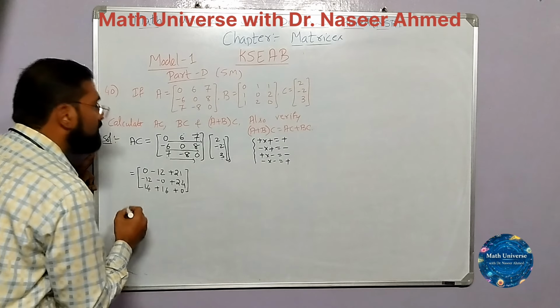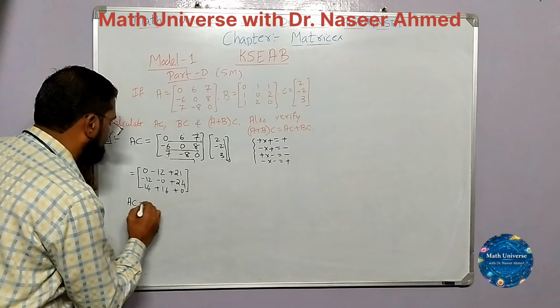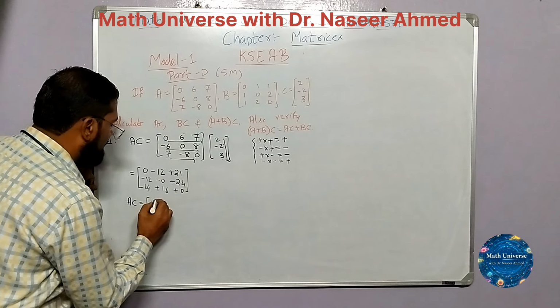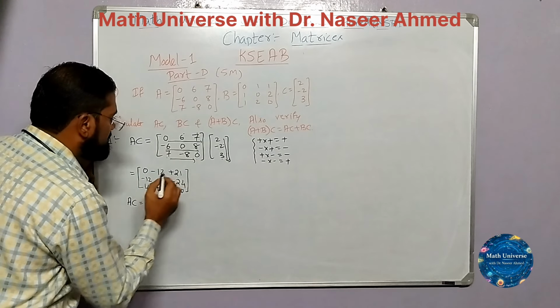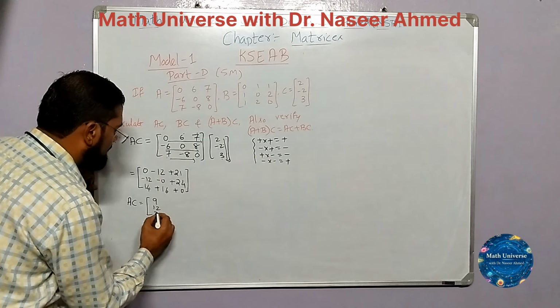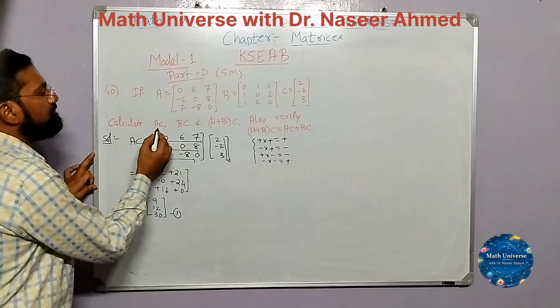Now let us try to get the solution of this. What will be matrix AC? Simplifying. 0 minus 12 and plus 21 will be 9. Minus 12 plus 24 will be 12. 14 plus 16 plus 0 will be 30. So we have got the value of matrix AC.